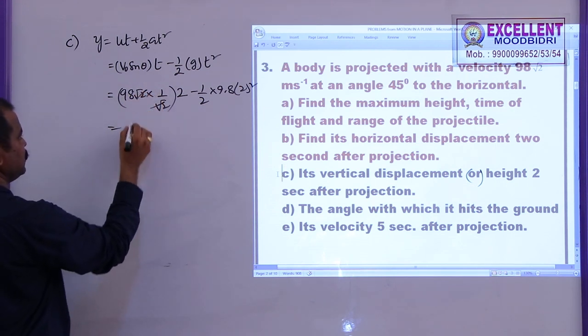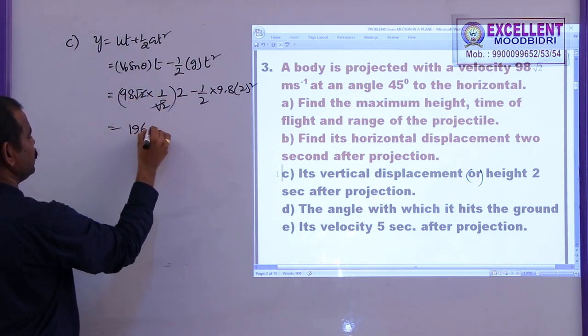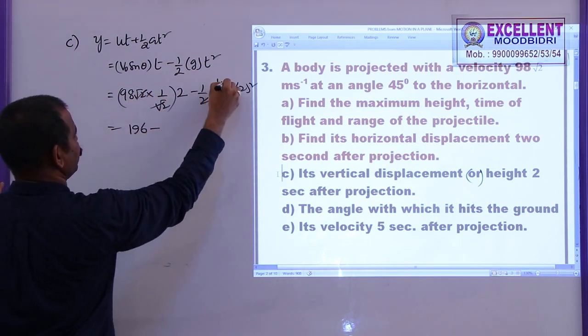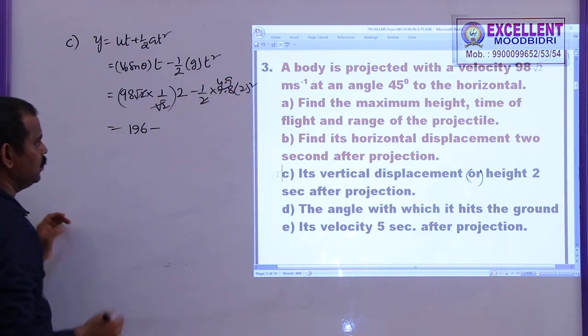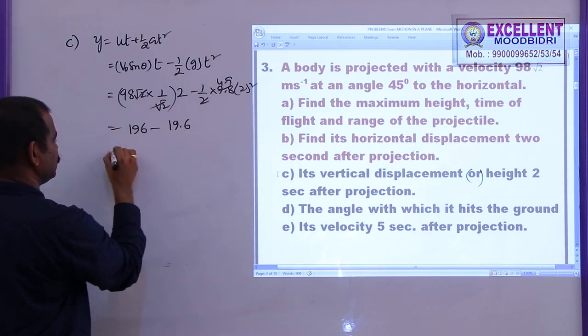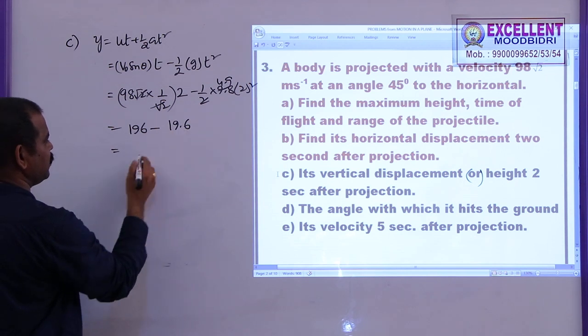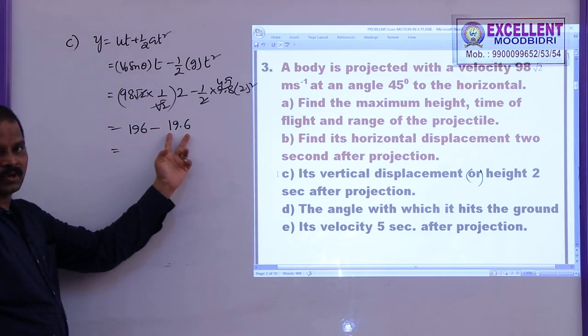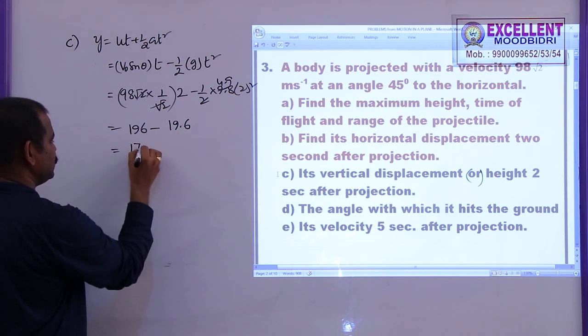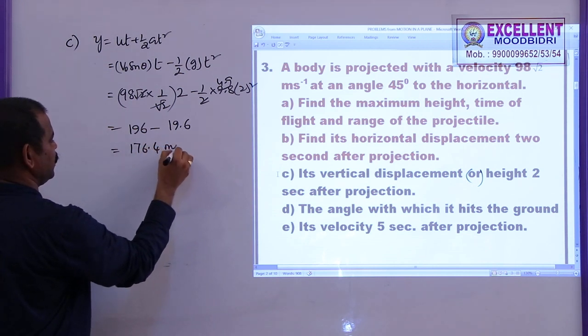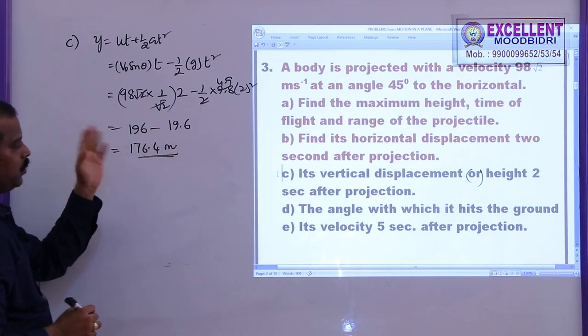So these two get cancelled. 98 into 2 is 196 minus, this will be 4.9 into 4, that is 19.6. So this is 196 minus 19.6. 196 minus 20 is 176. So this is 176.4 meters. So this is part C.